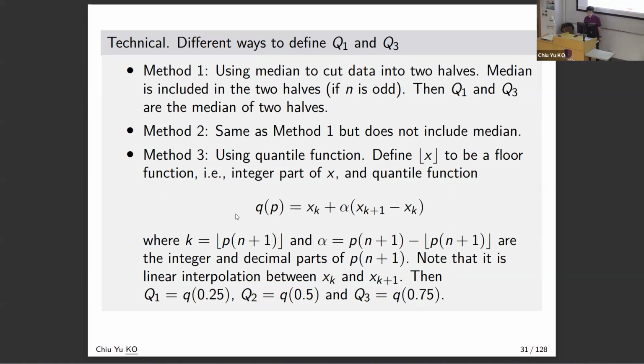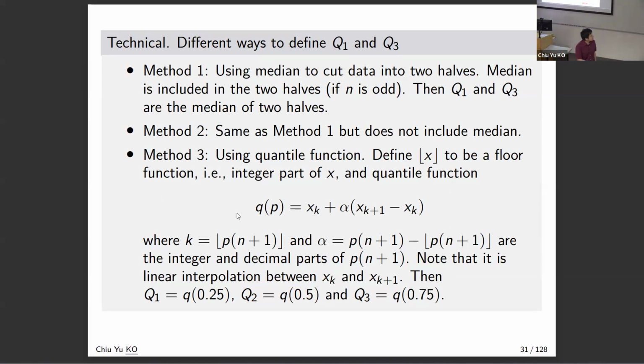So methods 1 and 2 are very simple. I think you learned it in high school. You take all the data and find the median first.